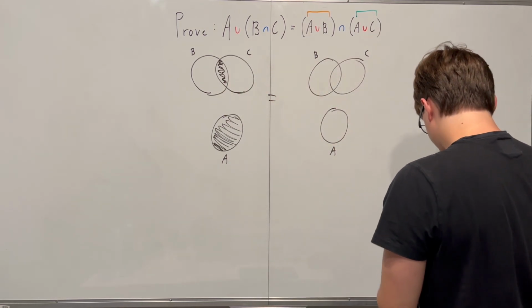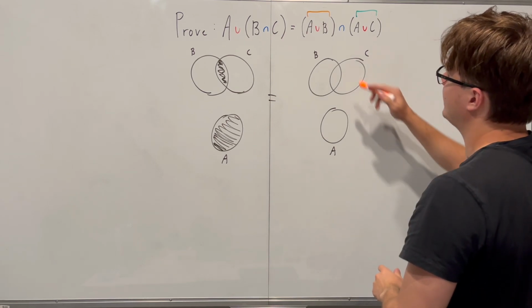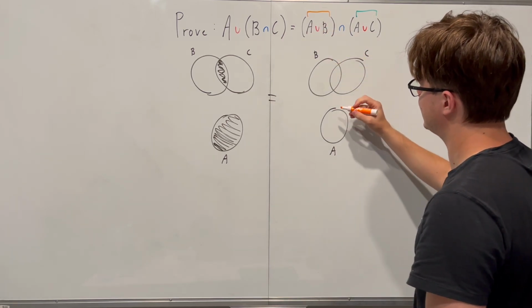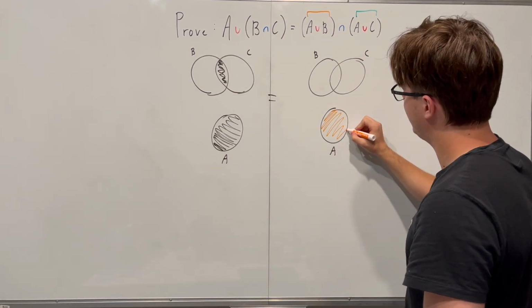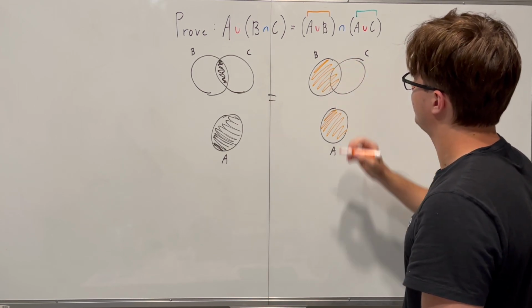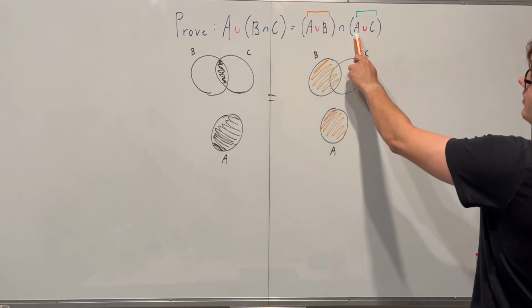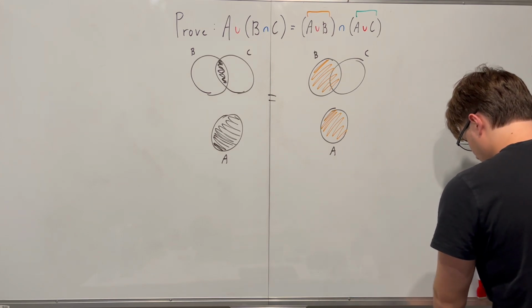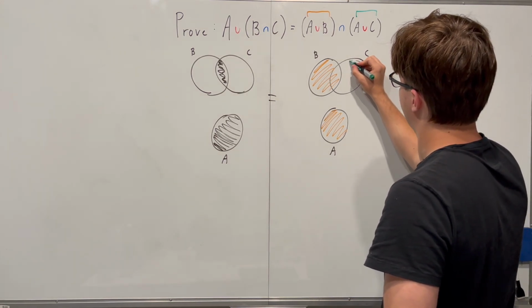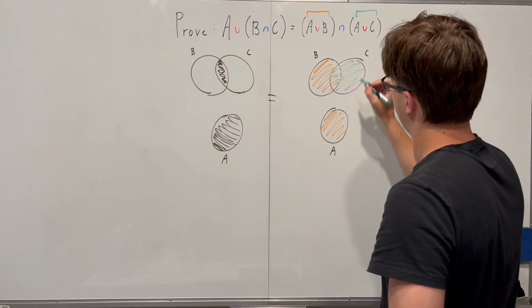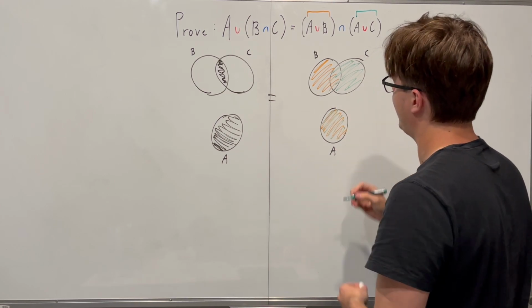Well, let's have a look. Let's first do our orange. Let's highlight everything in A and B. So that's going to be everything in A, everything in B. Okay? Then we want to highlight everything in A and C. So that's going to look something like this. It's going to be something like that and something like that.